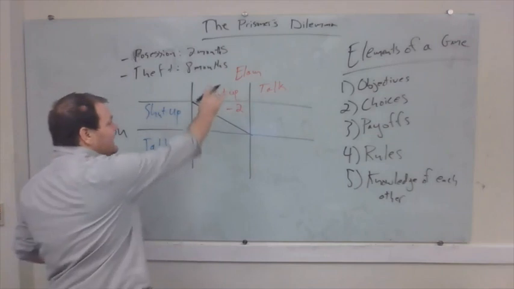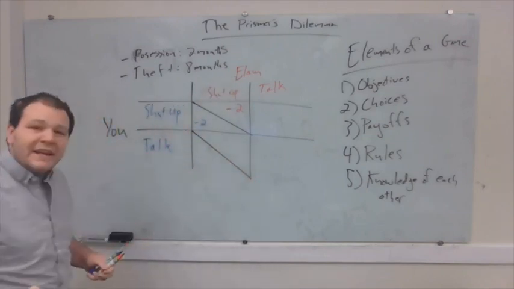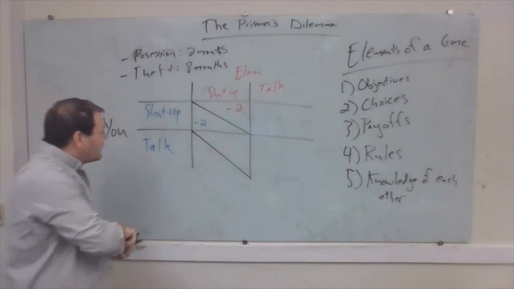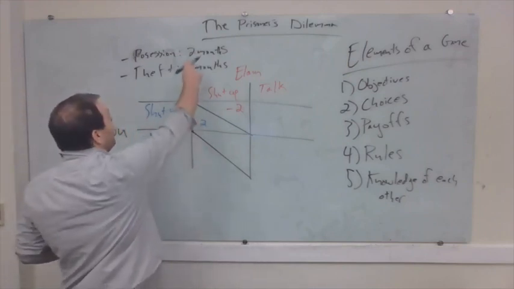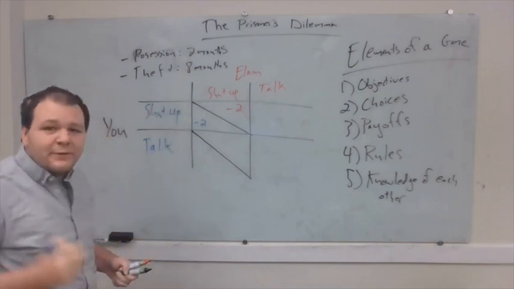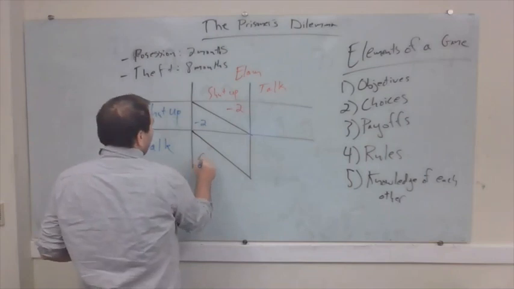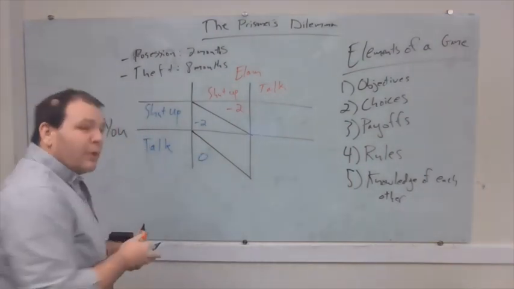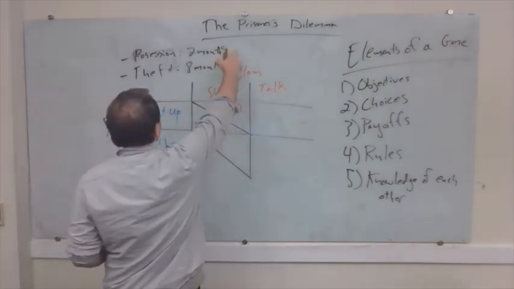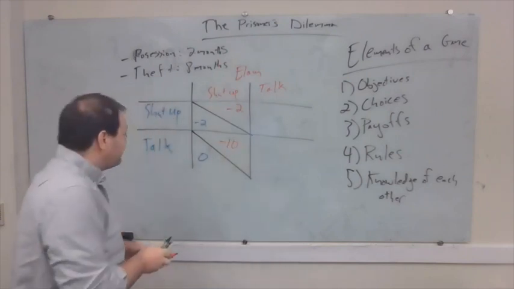How about if President Elam's quiet and you decide to talk, you decide to confess? Well, then you're not going to get any time at all, right? Because you'll get off on the possession charges and they won't have any evidence for you on the theft charges, right? You'll say that Elam did it. So you'll get a payoff of 0. But poor President Elam, right, he's going to get stuck with the possession and theft charges. So he's going to have a payoff of -10.